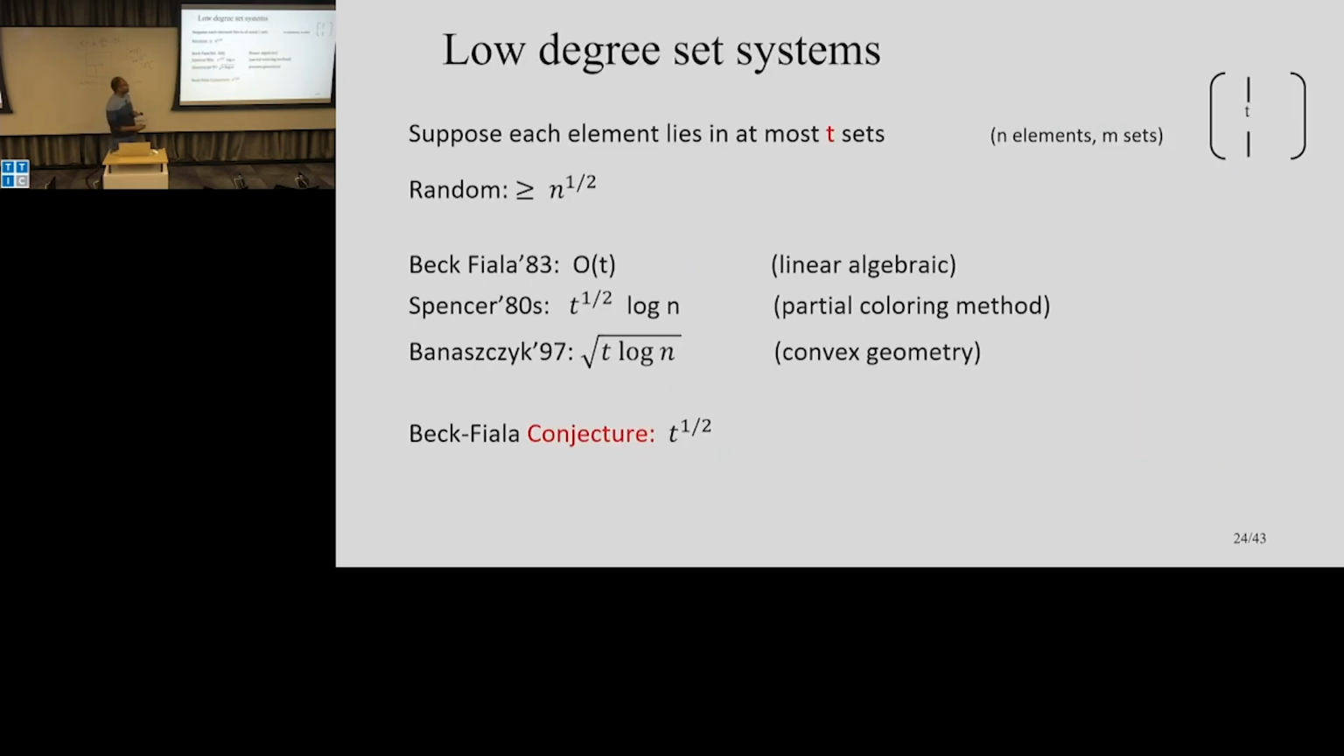It's a classical result in this area. So suppose you have a set system, again on n elements and n sets, but it's a bounded degree set system. So each element lies in at most t sets. Think of t as a small parameter, polylogarithmic or whatever. Or more pictorially, your incidence matrix is t column sparse. Then you can actually do much better.